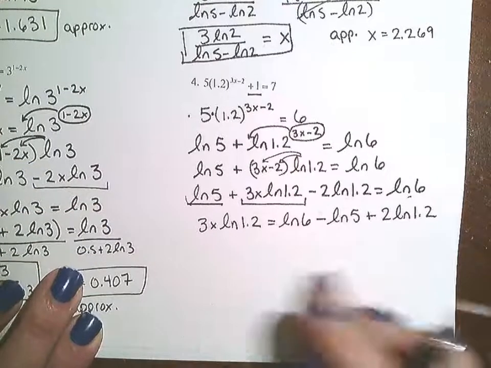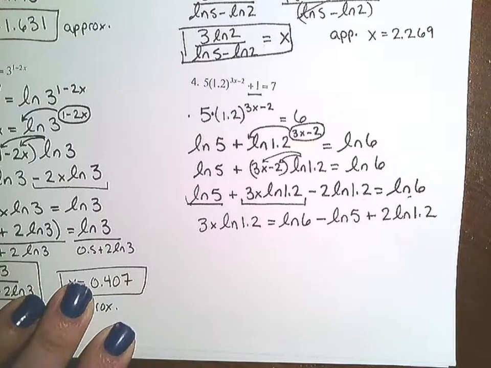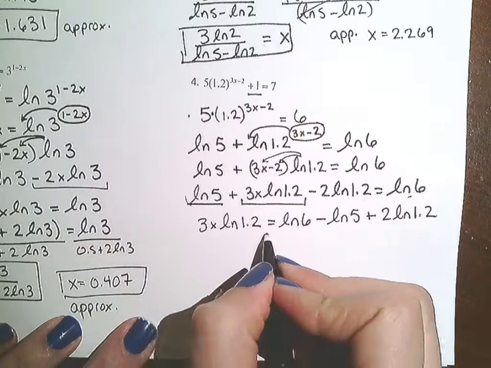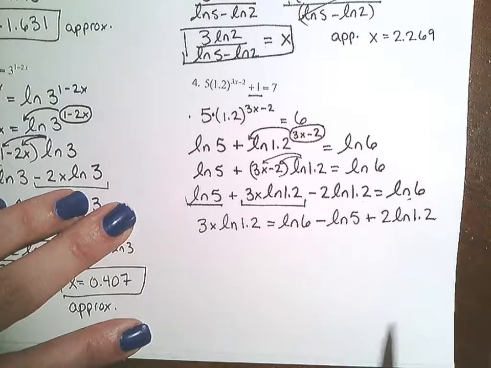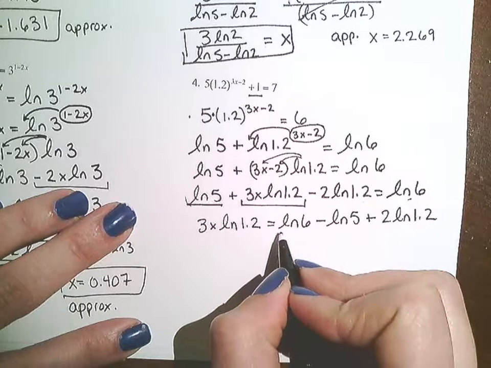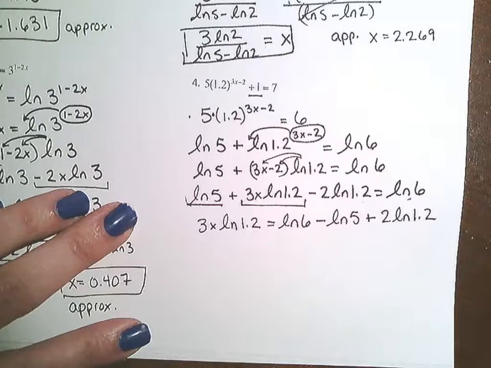All right, it seems like the problem's getting longer, but we are actually getting closer to the end. So now I need to get this x by itself. There is one thing that I can do here to make my life just a little bit easier. If you spot this right off the bat, it's fine. If you don't, you can just continue. You're still going to end up with the same exact answer.